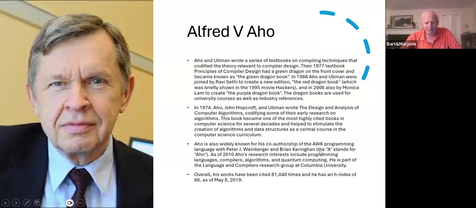Finally, Al Aho worked with Peter Weinberger and Brian Kernighan. They took the first letter of their last names, A for Aho, W for Weinberger, and K for Kernighan, and came up with a programming language, awk, which allows you to easily code all kinds of things in a big rush, for a quick and dirty implementation. And the result of this is Al Aho is probably the most widely cited computer scientist on planet Earth.